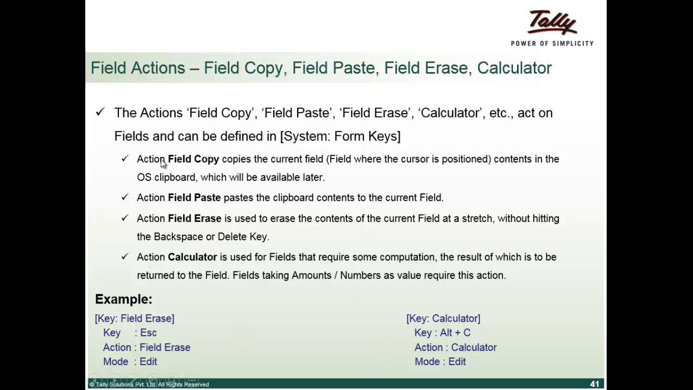So all of your field copy, field paste, field erase is also part of the system form keys, except the calculator action. So if you say field copy, when you press Control Alt C, the contents of the field get copied, and when you press Control Alt V, the content of the field gets pasted, and when you press Escape, whatever value is in the field gets erased. So these are already present in each and every field of yours. If you want to open the calculator panel by specifying some key in your field, then you can do so.